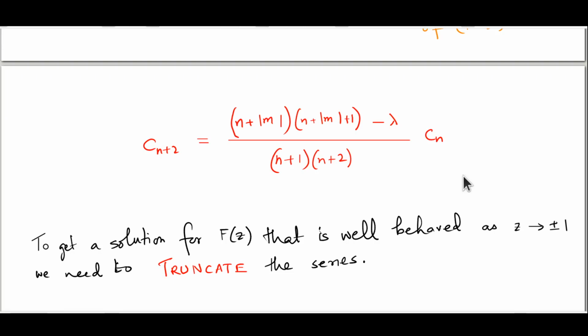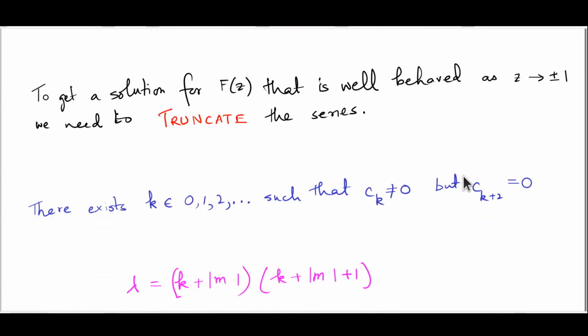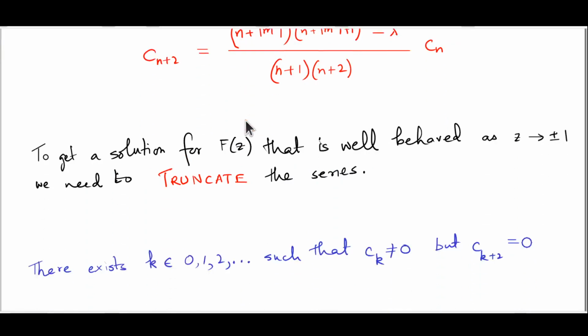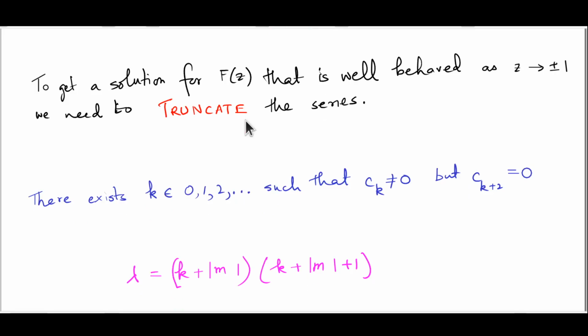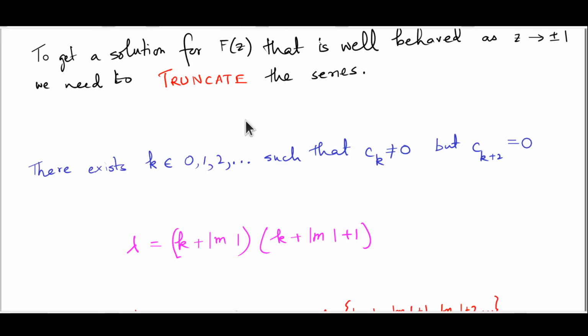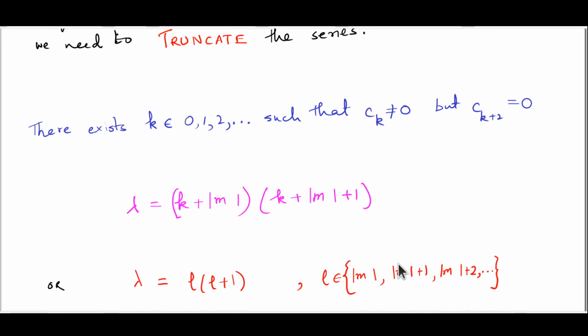That means that what we are demanding is that lambda must take a very specific form. Lambda must be of the form (k plus mod m) into (k plus mod m plus 1), because only that will make the numerator here vanish for n equals k. And k, remember, has to be a non-negative integer. This implies that lambda has to be of the form L into (L plus 1), where L is k plus mod m. So L is mod m, or mod m plus 1, mod m plus 2, and so on. So L is actually a non-negative integer larger than or equal to mod m.